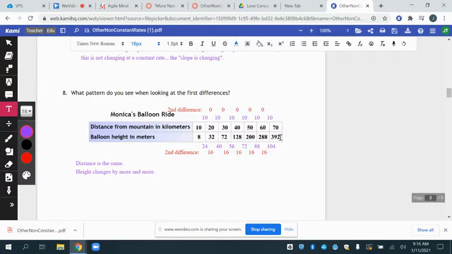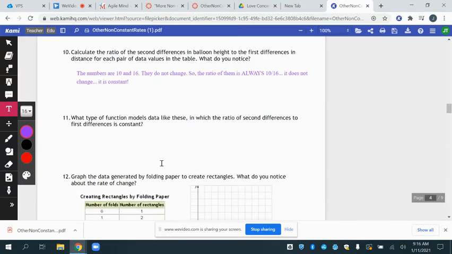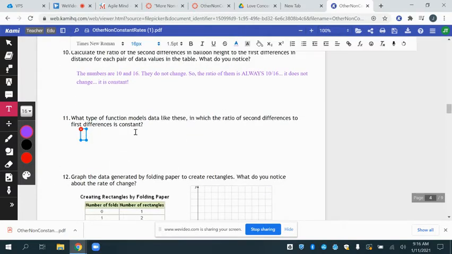Okay, so when I subtracted the originals, I got these numbers, 24, 40, 56. I don't see a pattern there. Maybe I'll subtract again. Oh my gosh, there's a pattern the second time. That's something we look for. That's called a second degree function.